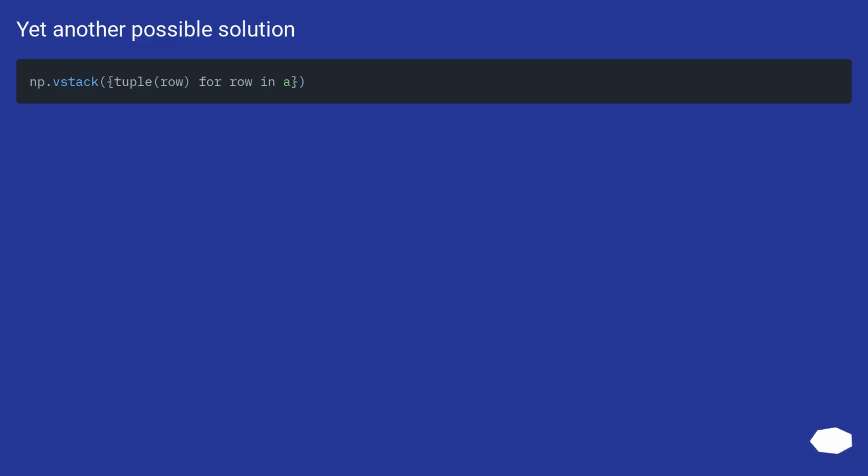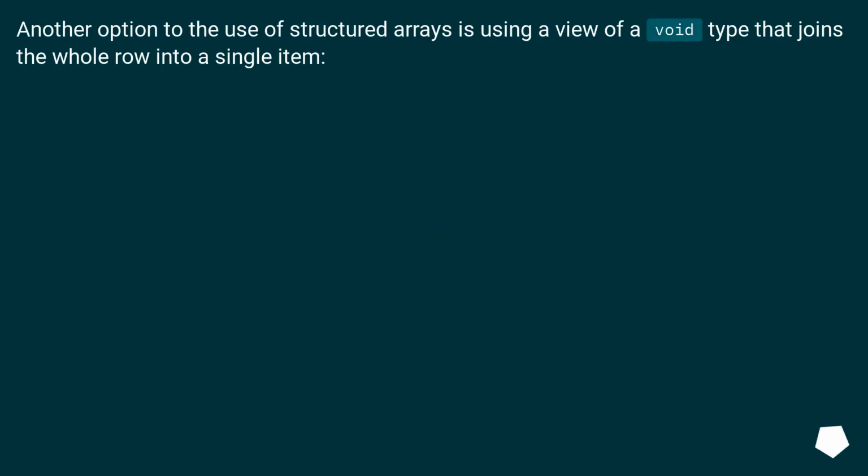Yet another possible solution. Another option to the use of structured arrays is using a view of a void type that joins the whole row into a single item.